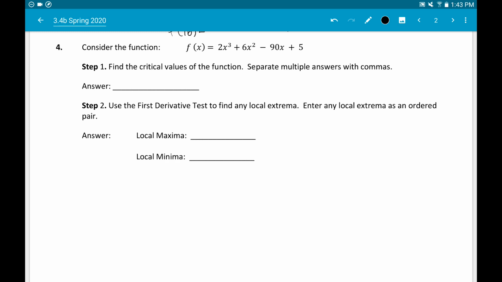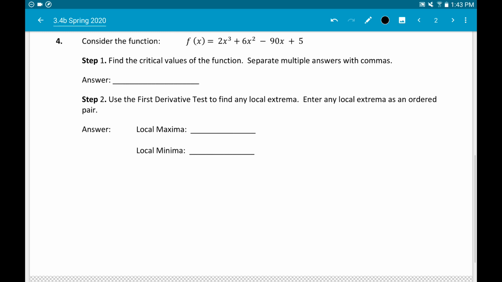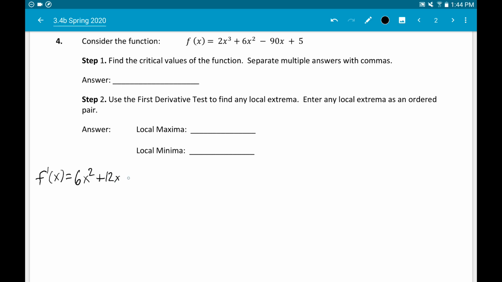Okay, this is a cubic. It's x cubed. It doesn't change what you're going to do though. So let's start off the same way and get our derivative. The derivative of 2x cubed is 6x squared. The derivative of 6x squared is 12x. The derivative of negative 90x is negative 90. The derivative of 5 is 0, so that's gone.